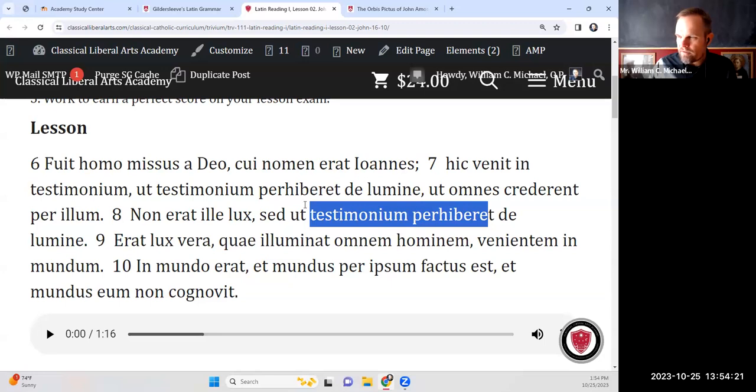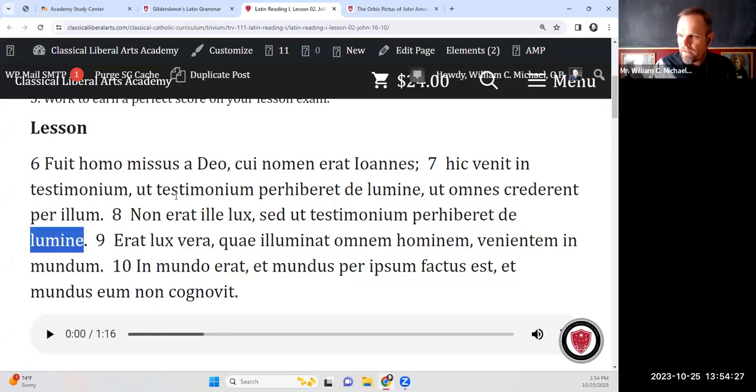We've already translated all this. But so that a testimony he might give concerning the light. All right. He was not the light, but he came so that a testimony he might give concerning the light. All right, and you notice there's some strange things to investigate, like lux and lumine. They're both translated light, but they're two different words in Latin.